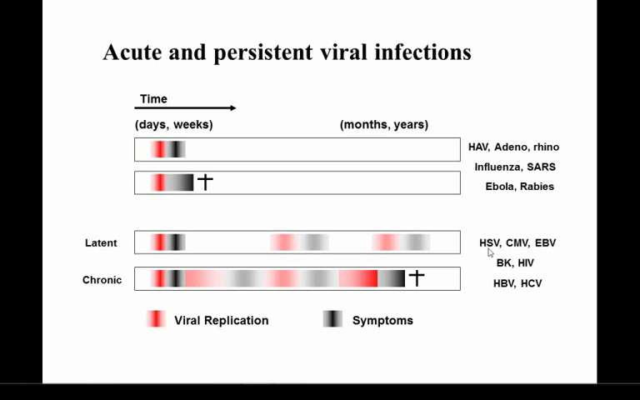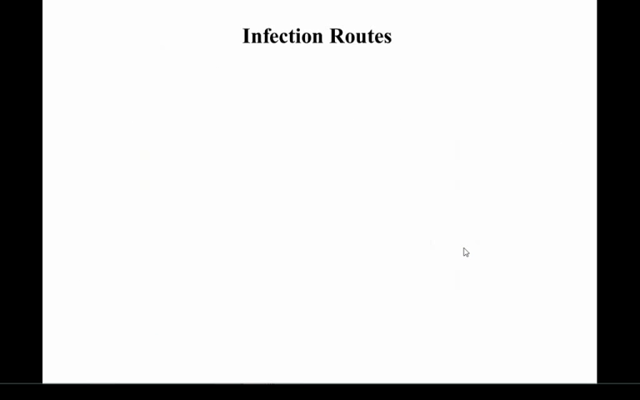So if you have zona when you are 85 years old, it's probably the same virus that infected you when you were 2 years old. And it's persisted latently all through your life. Okay, so acute, persistent, two different types of infections.